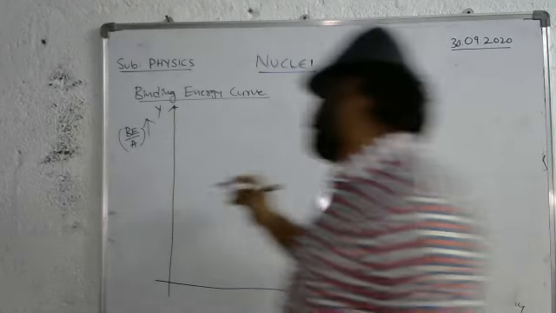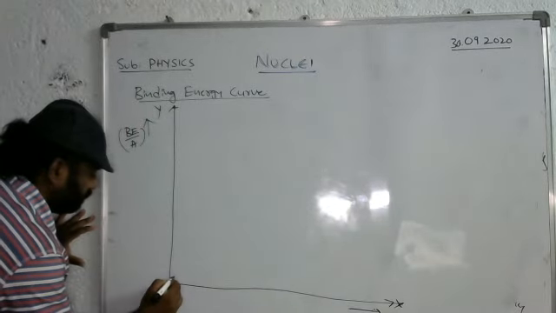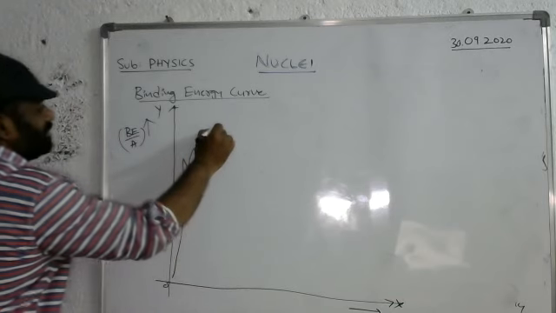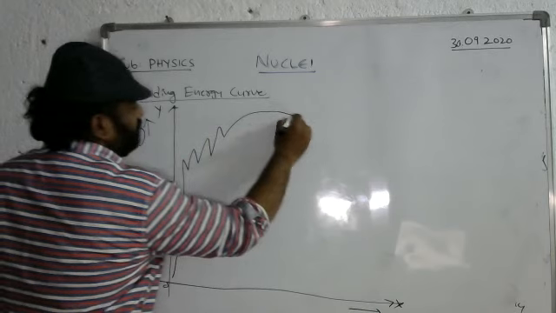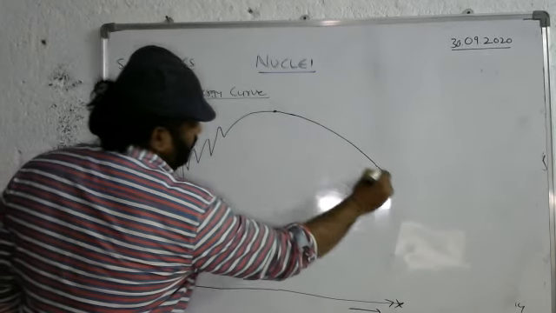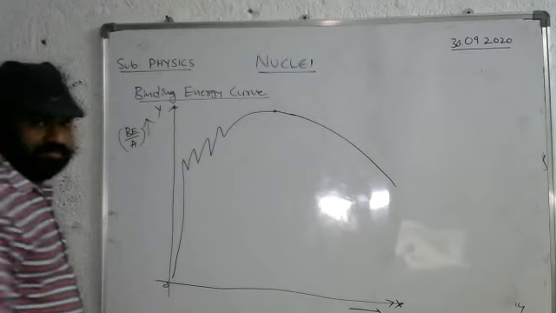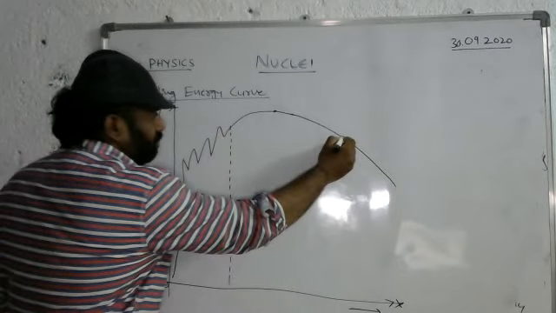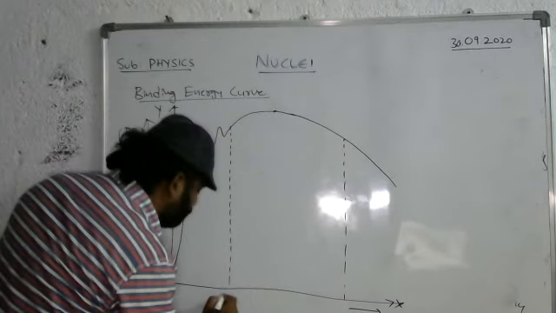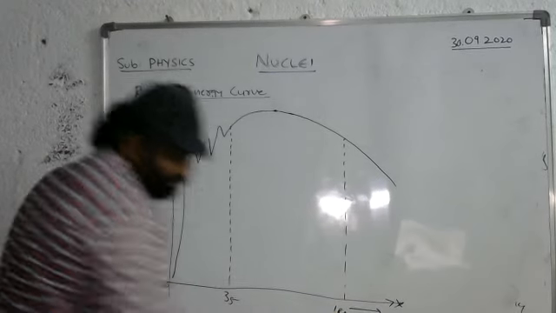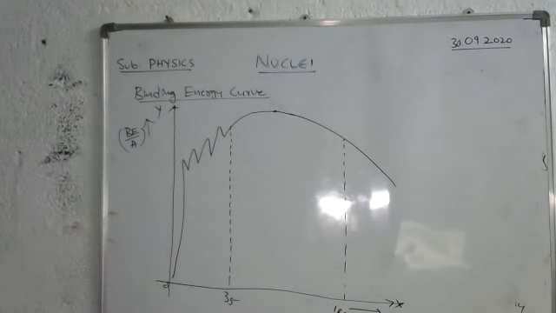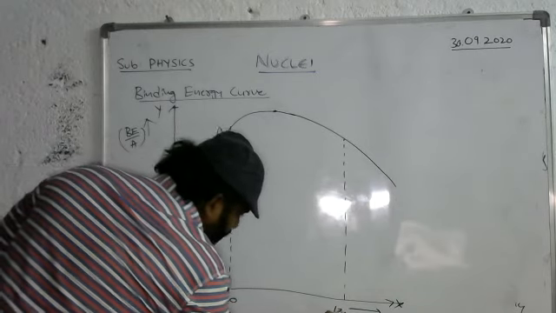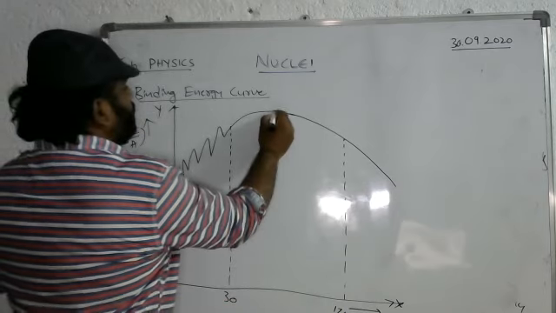The graph is like this, started from the origin. These are all called kinks. The graph is maximum here, and gradually decreases. The graph is a maximum where the mass number lies between 30 to 170. Here it is a maximum.